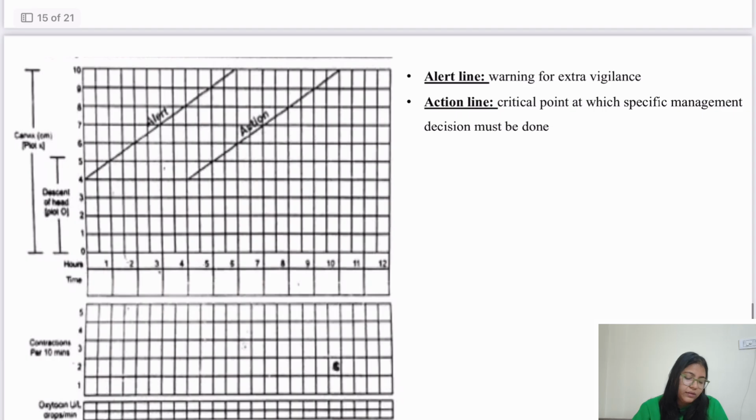Then comes the labor progress. When the progress of labor touches the alert line, you become extra vigilant. You see how the contraction is, how the fetal heart is, and you give extra care so nothing goes wrong after that. And when the progress of labor touches the action line or crosses the action line, you don't wait now. This is the critical point, and you take the management decision whether to apply forceps, or to undergo cesarean, or to transfer to a tertiary care center or whatsoever.